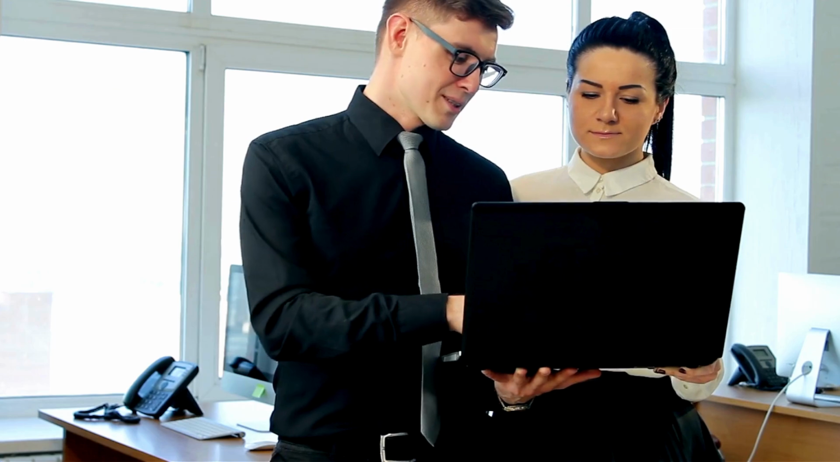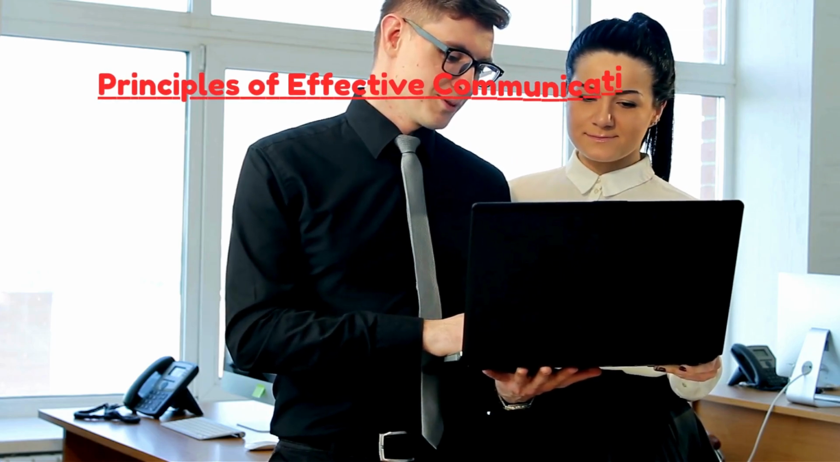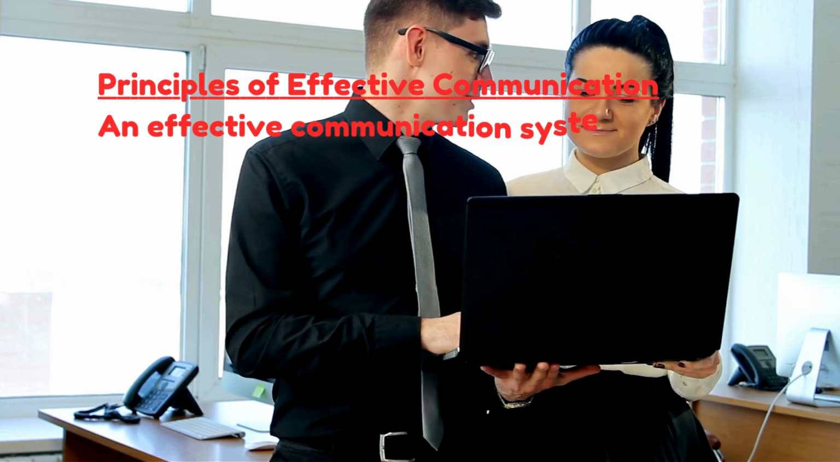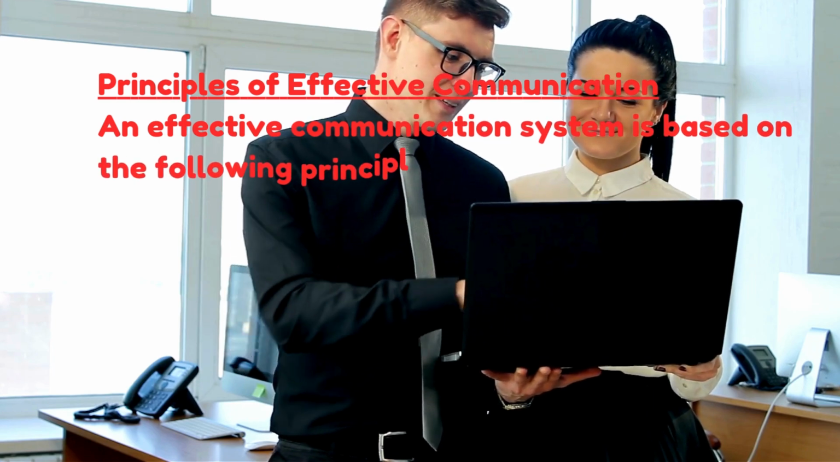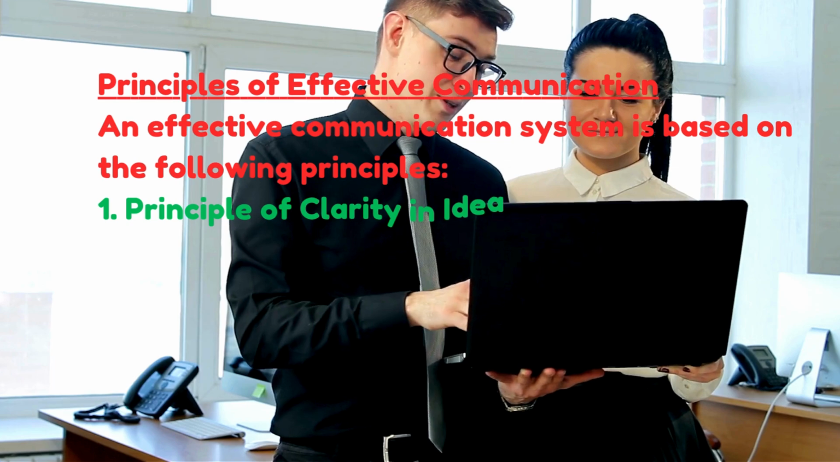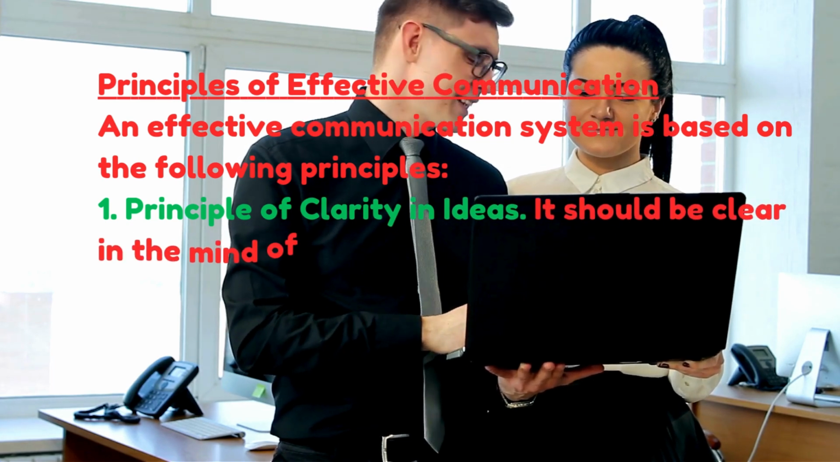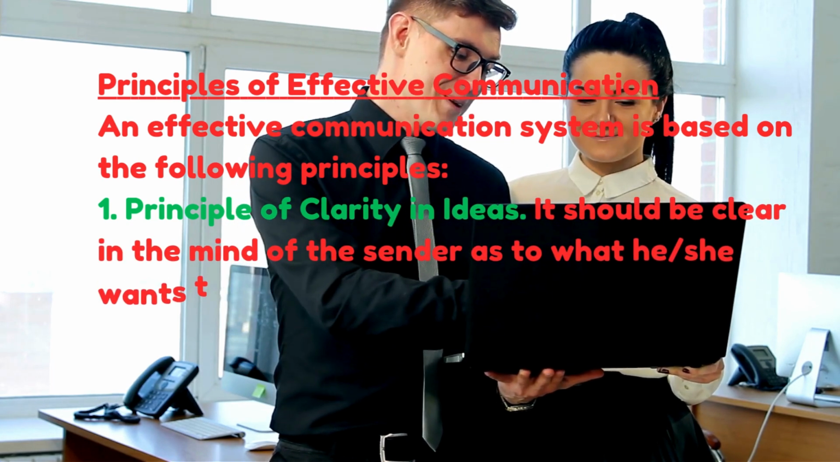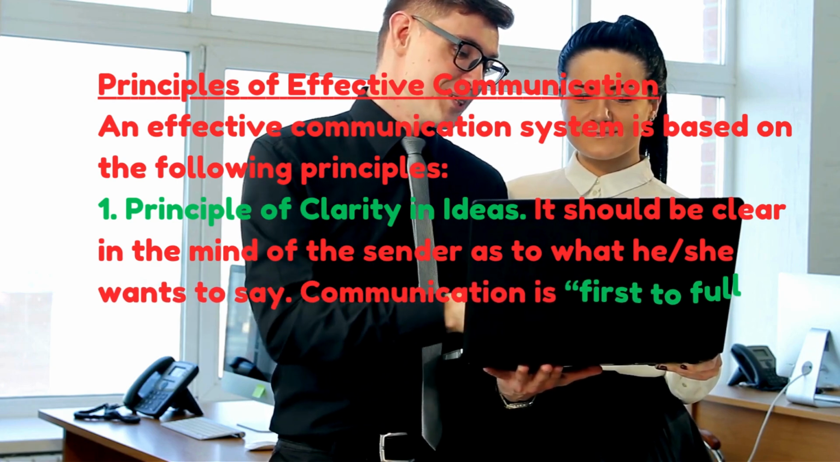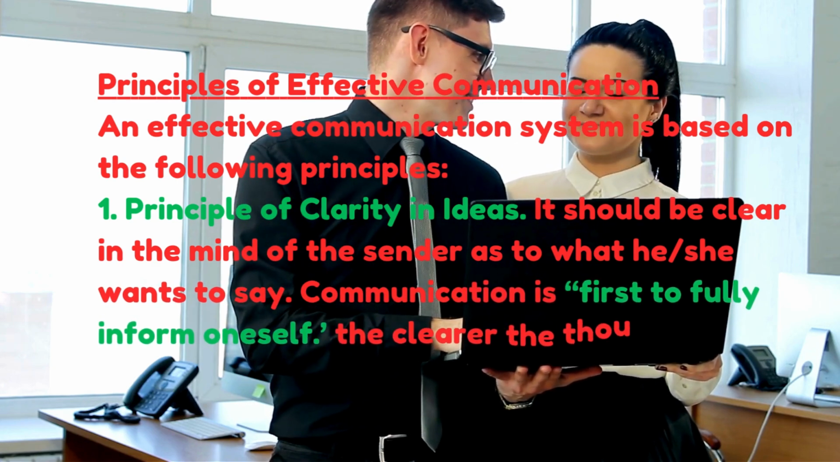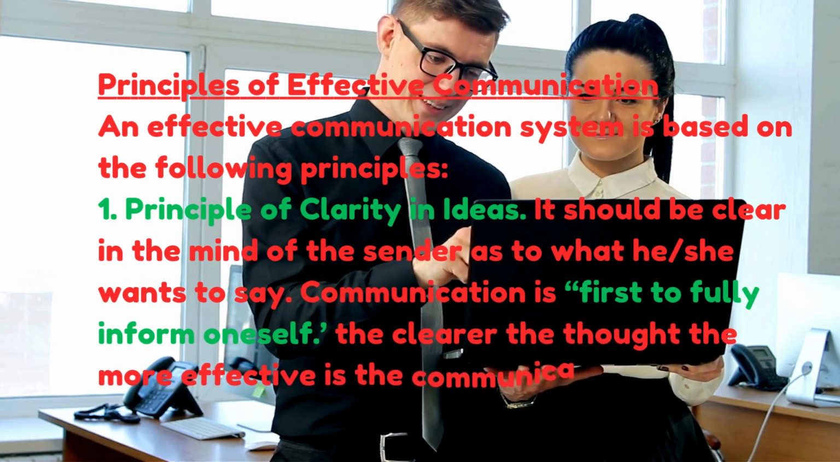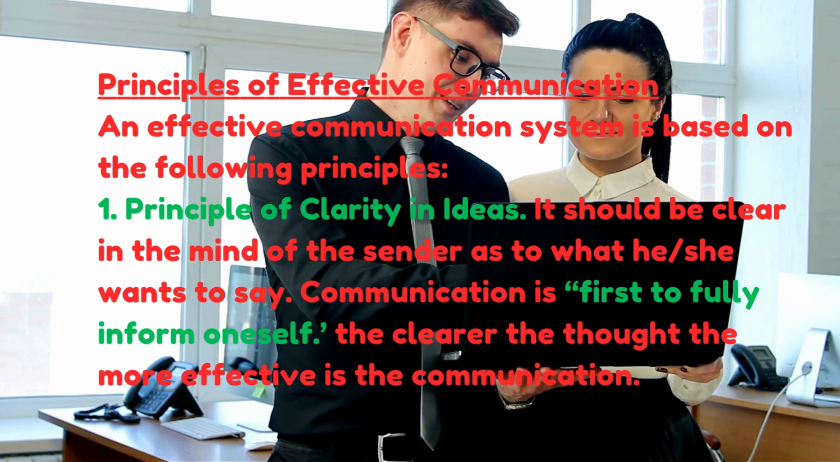Principles of effective communication. An effective communication system is based on the following principles. 1. Principle of clarity in ideas. It should be clear in the mind of the sender as to what he/she wants to say. Communication is first to fully inform oneself. The clearer the thought, the more effective is the communication.